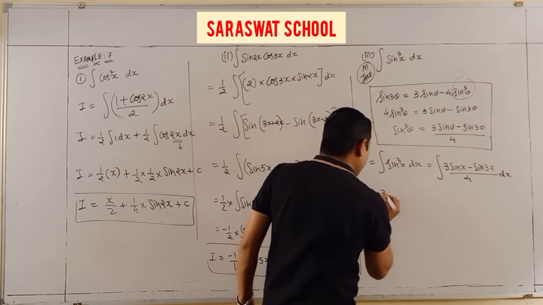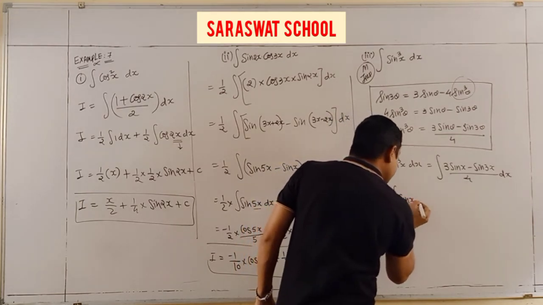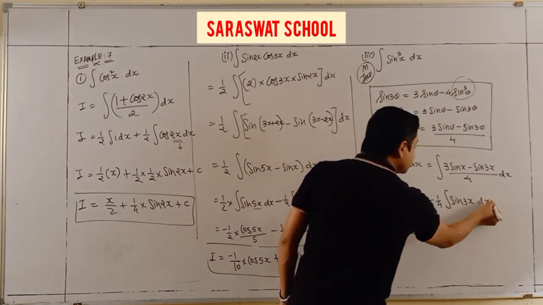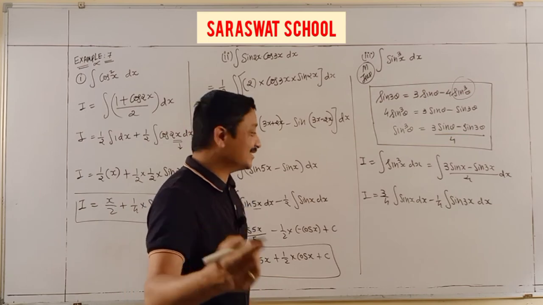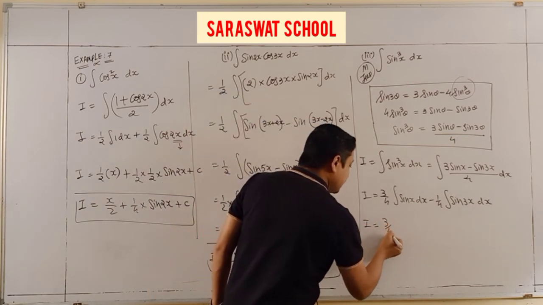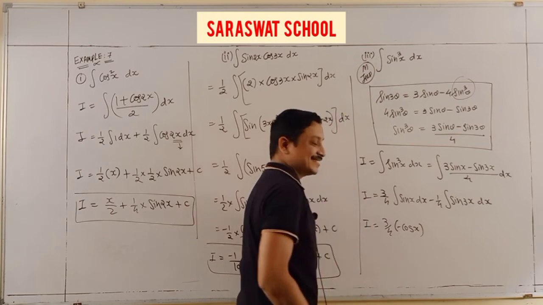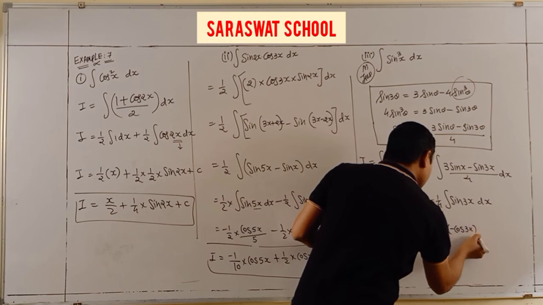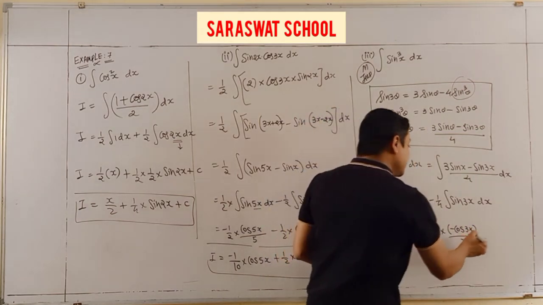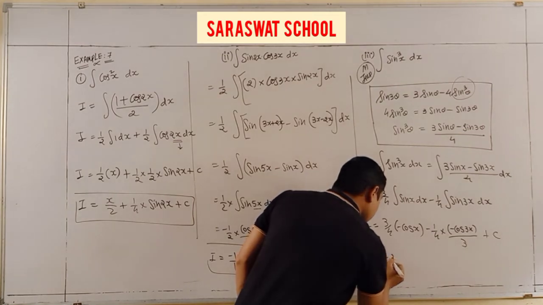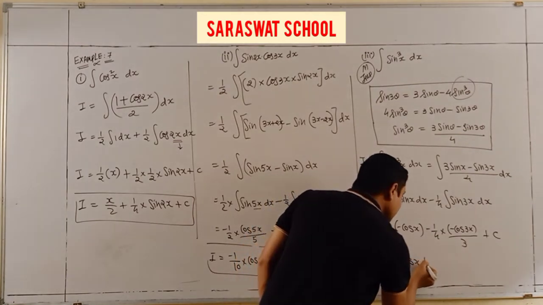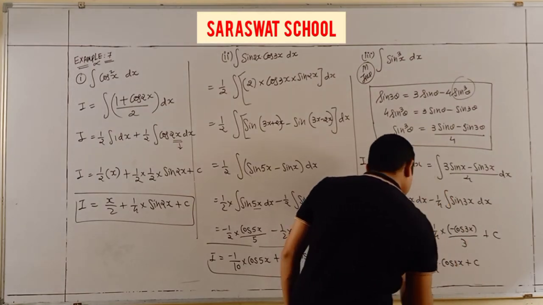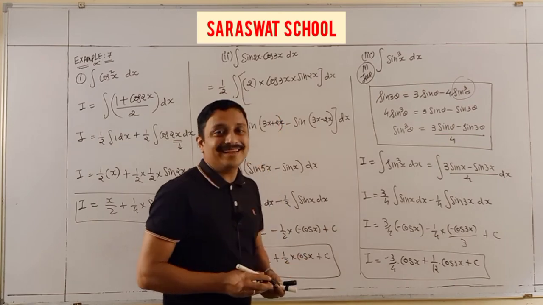So 3 by 4 integral of sin x dx, and 1 by 4 integral of sin 3x dx, and now operate the answer. So students, what is this answer? The integration of sin is minus cos x. Here also minus cos 3x, but the coefficient is divided, plus c. So this answer is done: minus 3 by 4 cos x plus 1 by 12 cos 3x plus c. Yes students, this answer is happily done.